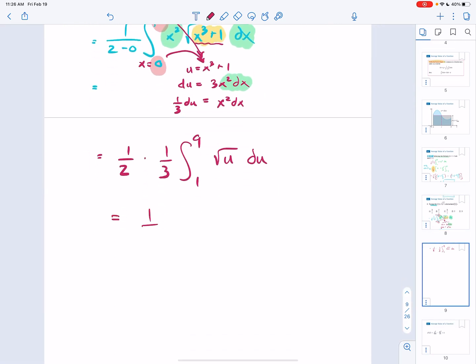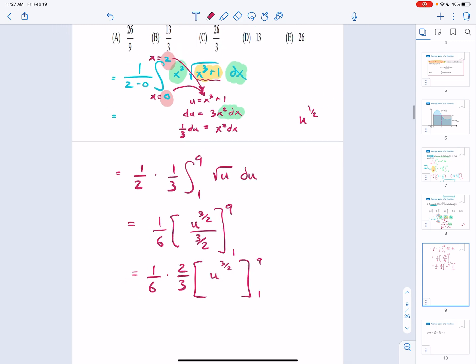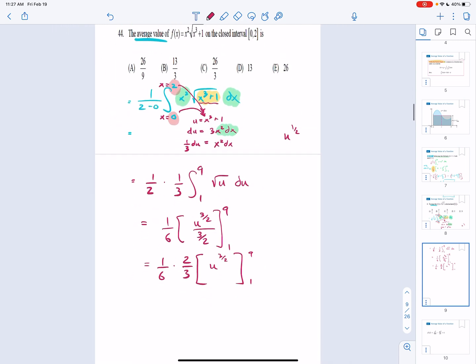So here we go. This is 1/6. The integral of u, the square root of u, or u to the 1/2, is going to be u to the 3/2 over 3/2 from 1 to 9. Dividing by 3/2 is the same thing as multiplying by 2/3, so I'll take that out. So that's just u to the 3/2 from 1 to 9. And I'm showing all of my work here. Eventually, you guys are going to be able to cut corners. This is going to come out to 1 over 9 if I reduce it. 9 to the 3/2 minus 1 to the 3/2.